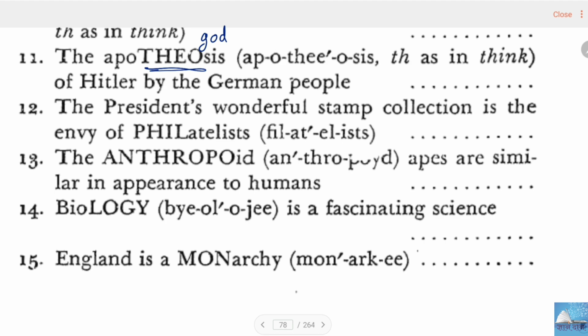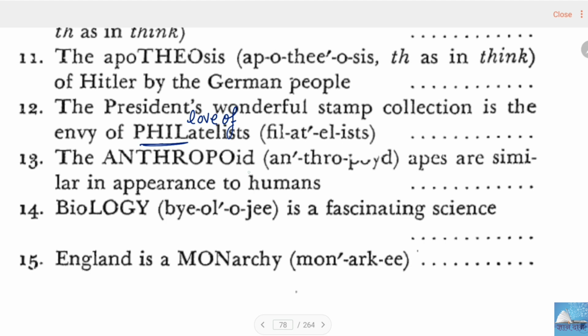The president's wonderful stamp collection is the envy of philatelists. Philatelists. Phil means love of. Lovers, hence collectors of stamps.